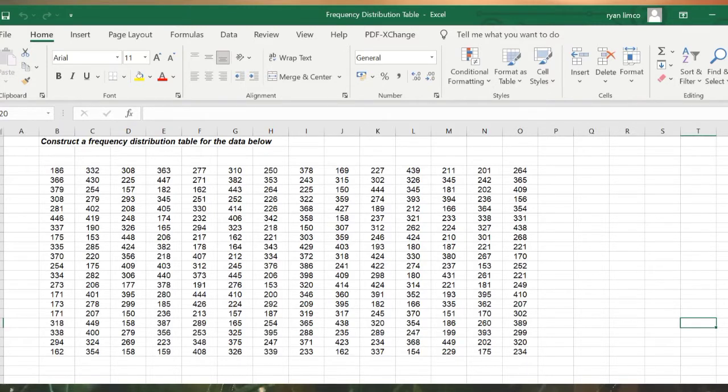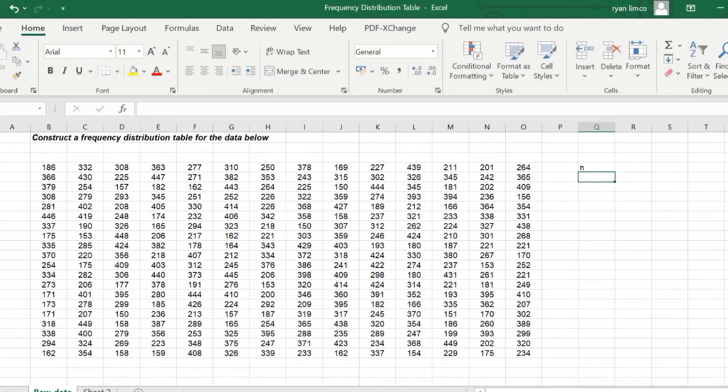Ang pag-uusapan natin ngayon is the frequency distribution table. We are asked to construct a frequency distribution table for the data shown below. So, this solution is using the Excel. And of course, kung gagamitan natin ito ng manual calculation, ay medyo madami-dami yung data natin.